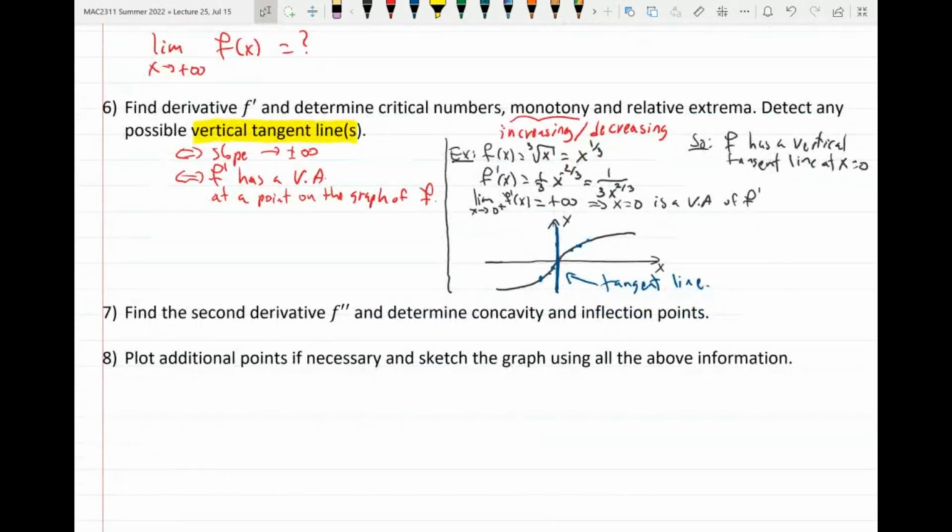Okay, and step 7, find the second derivative. Why do we want this? Well, you want this because you want to determine the concavity of the function, right? What is concave up, concave down, and also any inflection points.